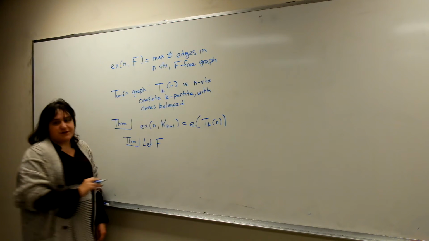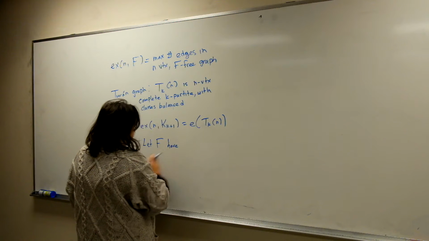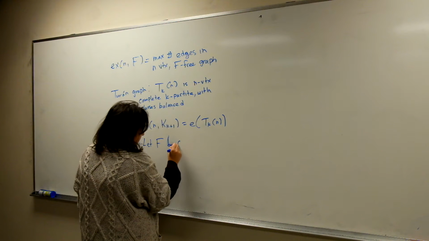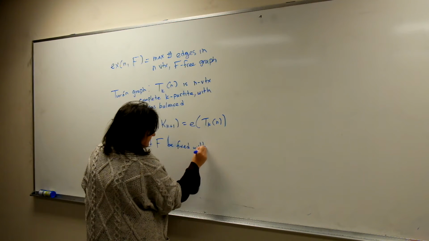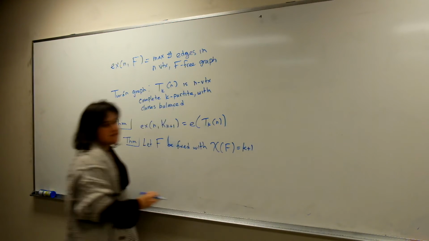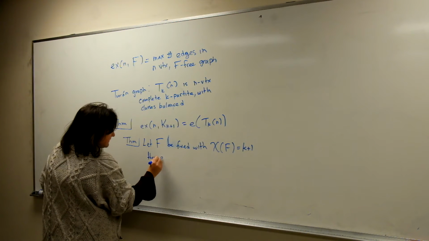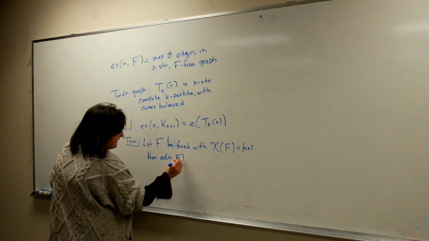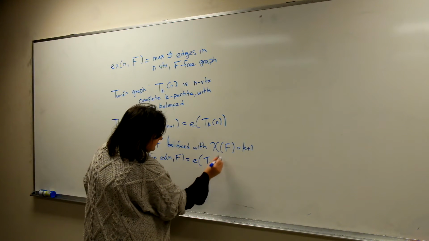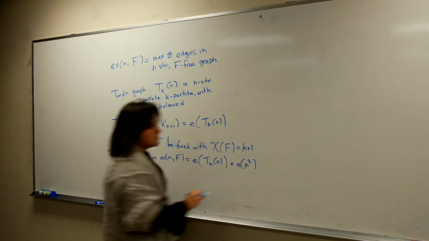So if you let F be your forbidden graph, and you say, let F be fixed with chromatic number, we'll say that that's k plus 1 also to match up here, then the extremal number ex(n, F) is the number of edges in the k-partite Turan graph on n vertices, plus some error term, which is little o of n squared.